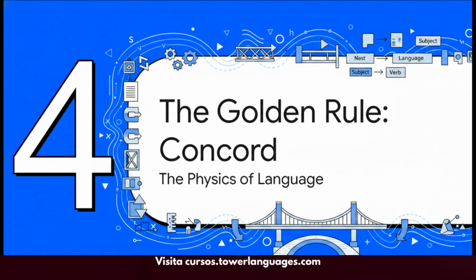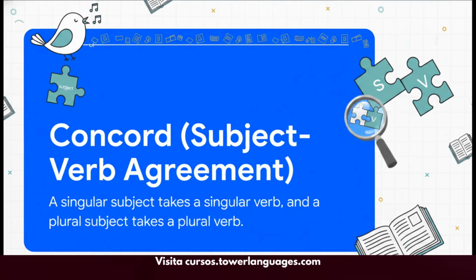Okay, let's talk about the physics that holds this whole structure together. I'm talking about subject-verb agreement, or what we call concord. This is the absolute law of gravity for sentences. It's what keeps them from just collapsing into a pile of nonsense. So what's the golden rule?